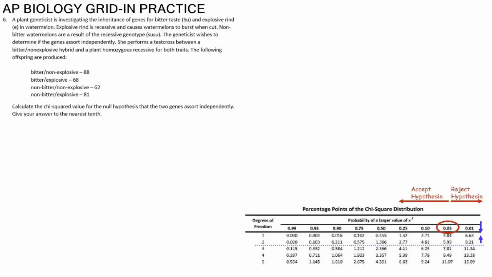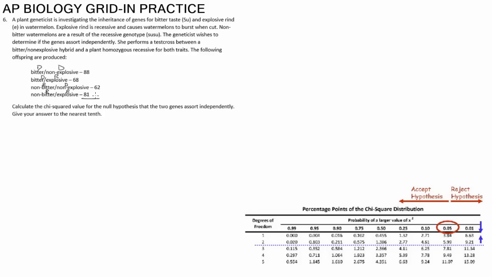Looking down this list, bitter is a dominant allele. Same thing with non-explosive, a dominant trait rather. So this would be dominant and recessive. This is recessive, non-bitter, and dominant. And this is recessive, recessive. Now that's typically how we write it, right? From both traits being dominant to both traits being recessive, but it's good to double check.